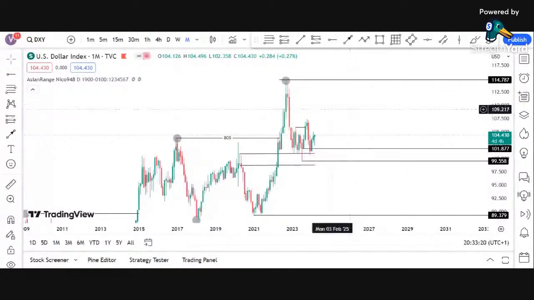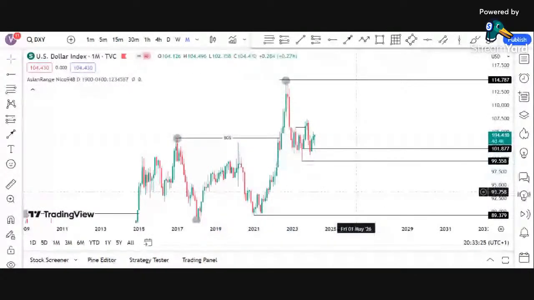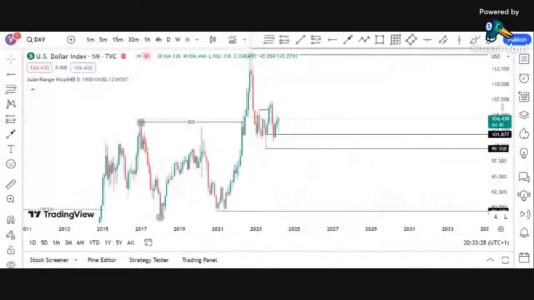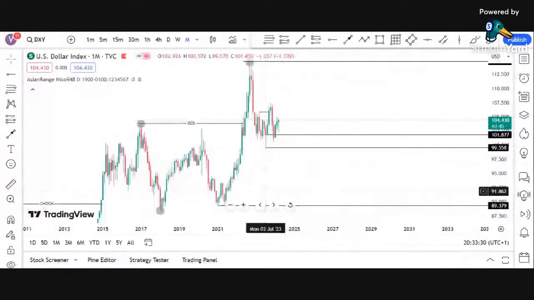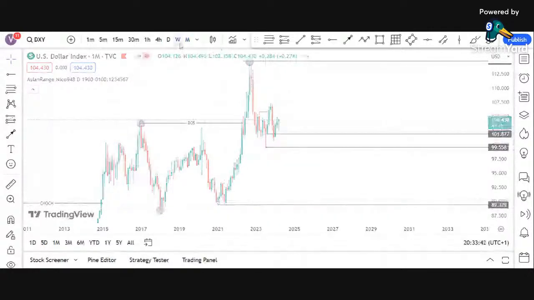Okay, I'll just remove this because we know that there's a mitigation block there, right? I just want it to be clean so that you understand what I'm saying. Some of you will say, why am I using this? Because this is the recent swing point, from this swing to this swing, and that's our range. So let's go to the weekly time frame to see what is structured there.